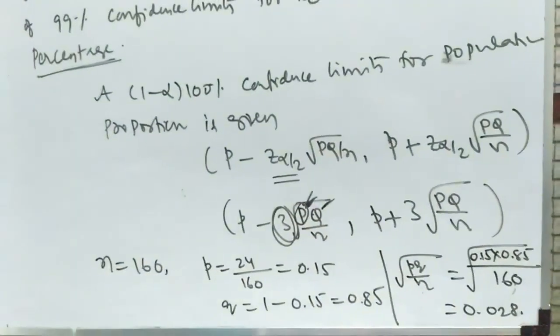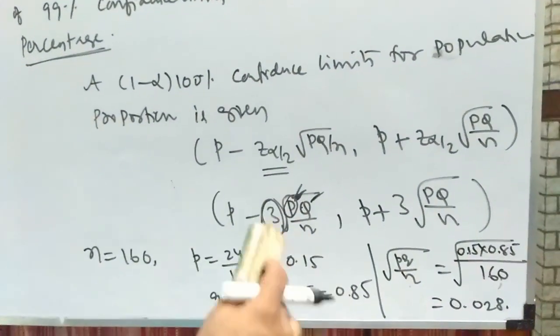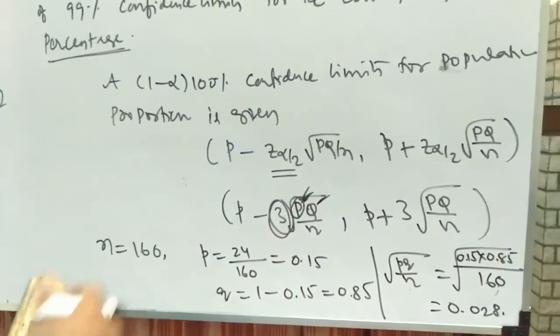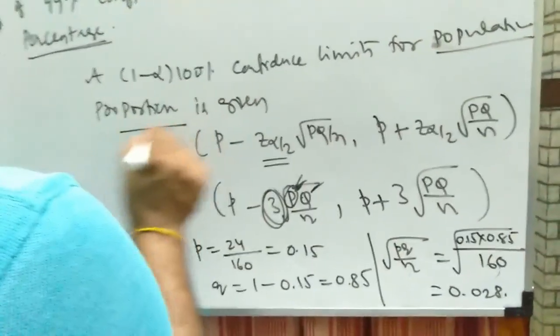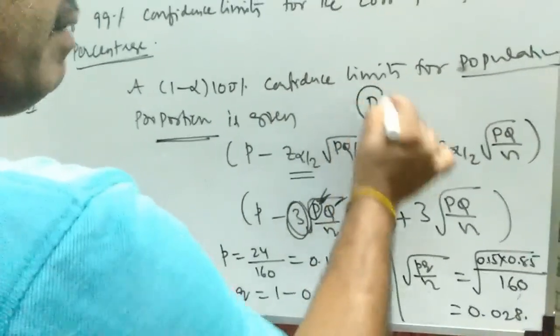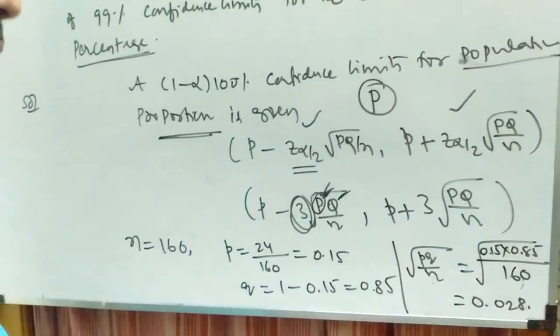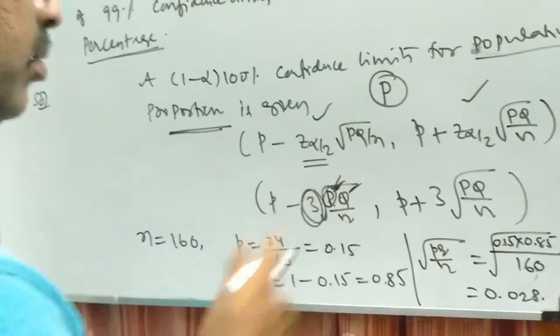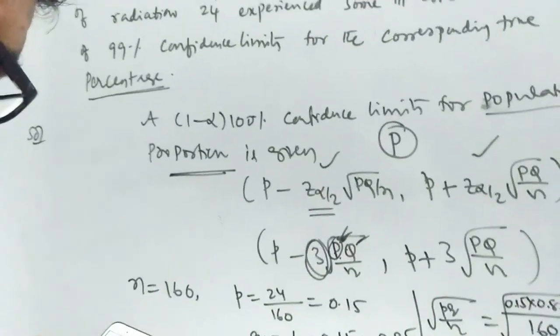Small p is the sample proportion and small q is the population proportion, and moreover we are estimating the population proportion. We are finding out between which values the population proportion lies. This is an unknown value, so we are taking a substitute as small p and small q.